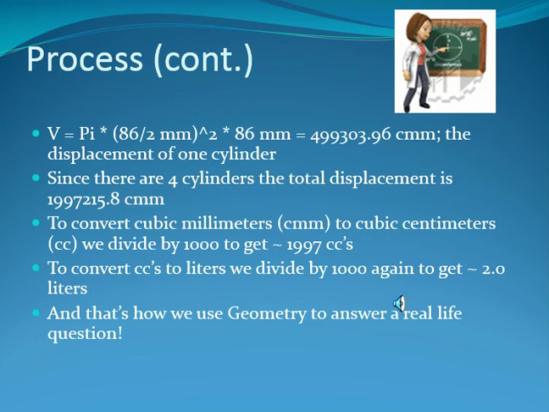So when we do this calculation, we find that the total displacement of all 4 cylinders is 1,997,215 cubic millimeters. To convert cubic millimeters to cubic centimeters, we would divide by 1,000 and get 1997. And then to convert it to liters, we again divide by 1,000, which gives us nominally 2.0 liters. And that's how we use geometry to answer a real-world question.